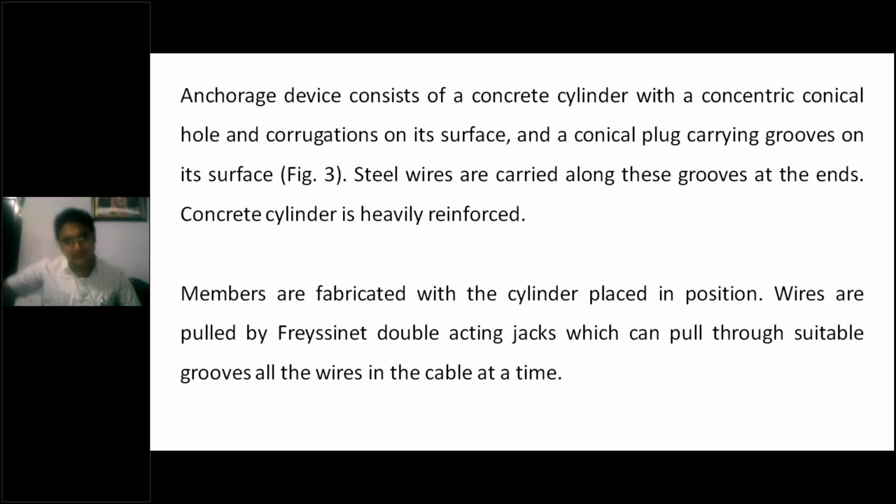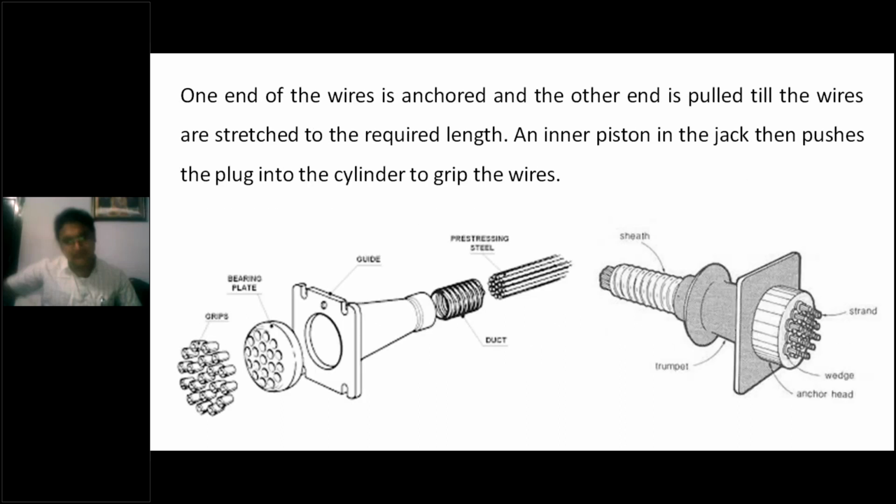Okay, so that is how the Freyssinet system is going to be helpful. Here you can see the elements which are going to be placed in the Freyssinet system. So this is called prestressing steel. This steel will be inserted into the duct or sheathing. This sheathing is going to be fixed to the guide.